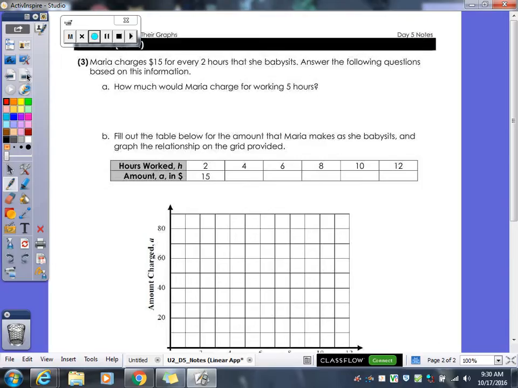All right, so Maria charges $15 for every 2 hours that she babysits. Answer the following questions based on this information. So A, how much would Maria charge for working 5 hours? There are several different ways we could figure out this answer. Who thinks they know one way that we could figure this out? Jordan?